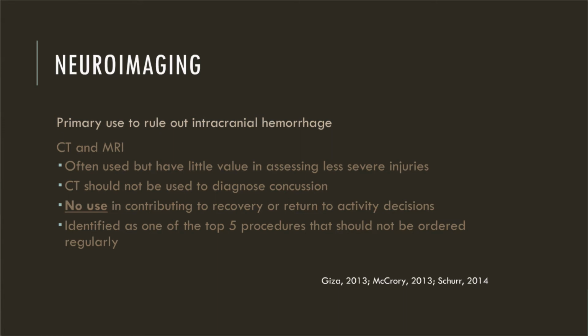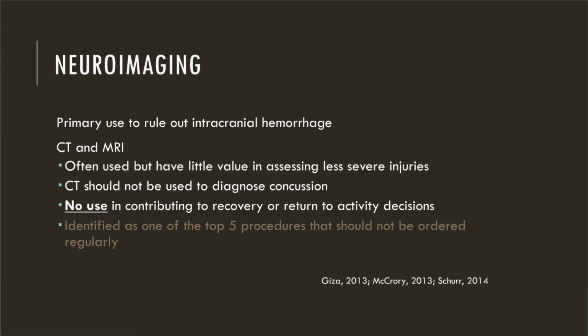While neuroimaging can be important to rule out intracranial hemorrhage, and it is a key factor in monitoring for red flags in the emergency department, CTs and MRIs have little value in assessing less severe injuries such as concussion. With concussion being a functional injury, there is not structural damage to the brain that would be noted on either of these modalities. CT should not be used to diagnose concussion, and neither of these have any use in contributing to determining when an individual has recovered or is ready to return to activity.